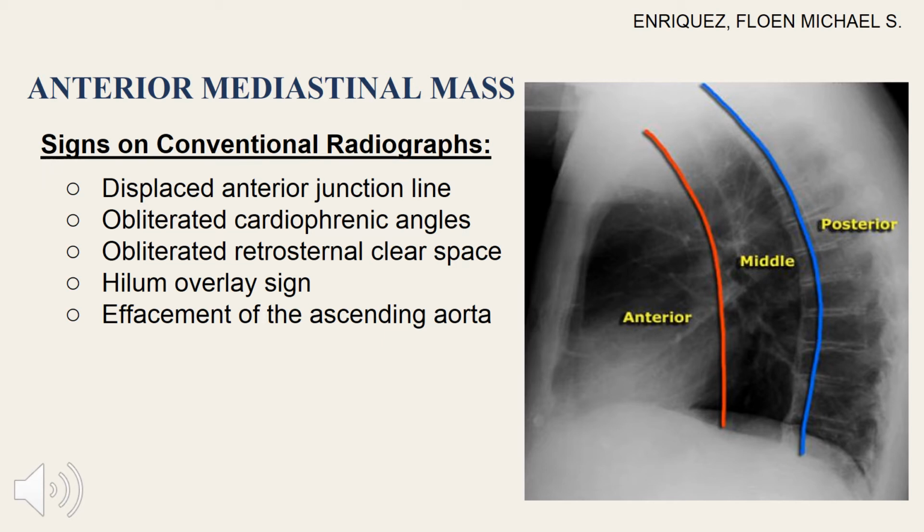Next is your hilum overlay sign. This can be seen when there is a mediastinal mass and you can see the hilar vessels through this mass. So therefore, you know that the mass does not arise from the hilum. And lastly, the effacement of the ascending aorta, which can be due to the compression of the mass.